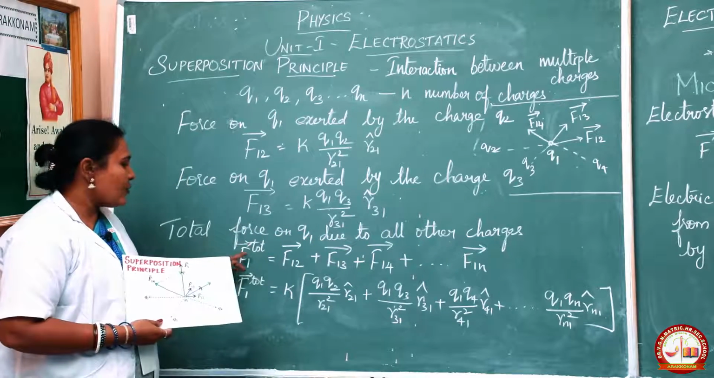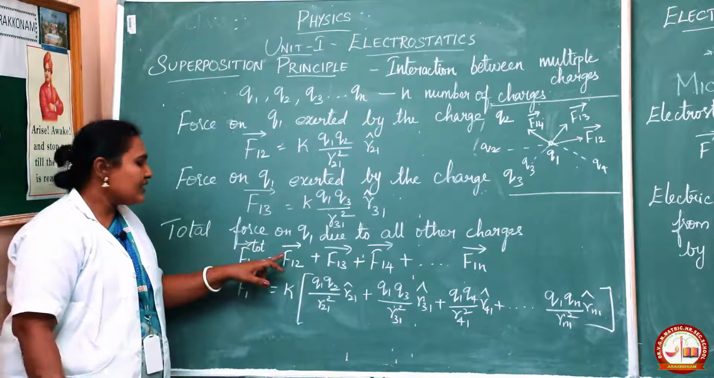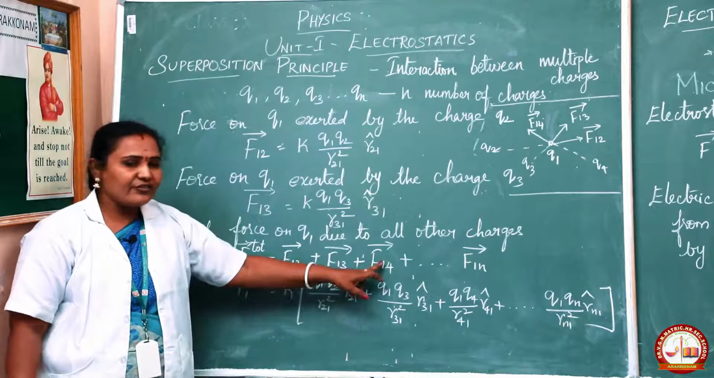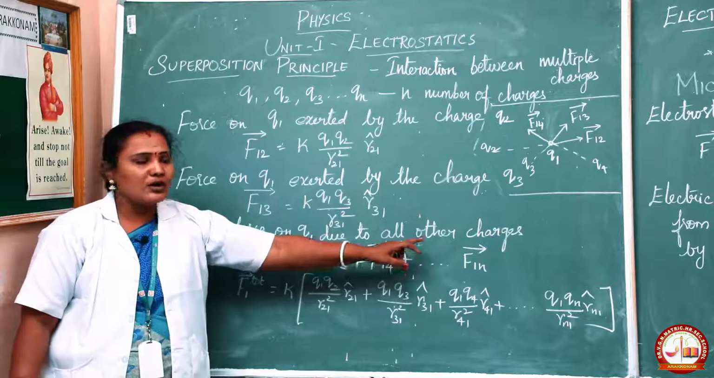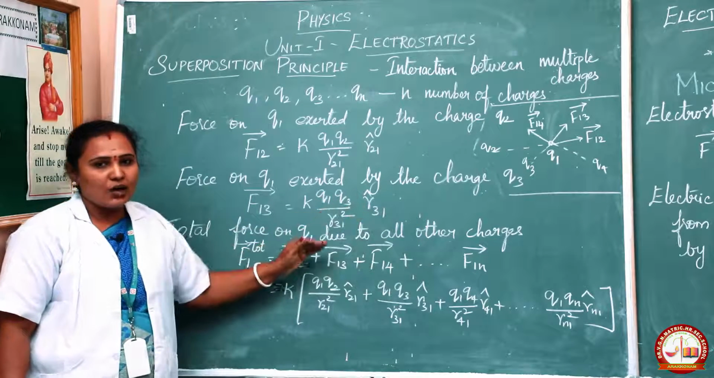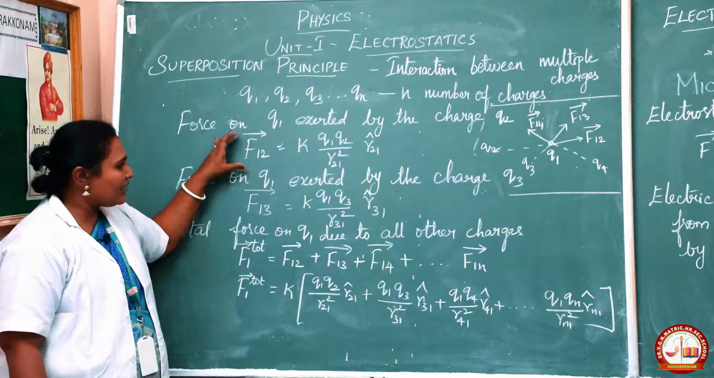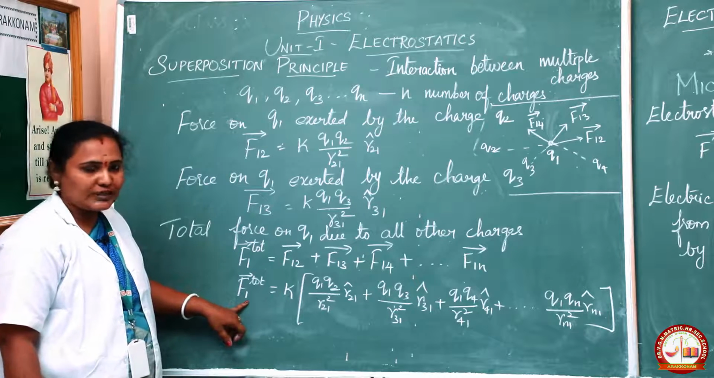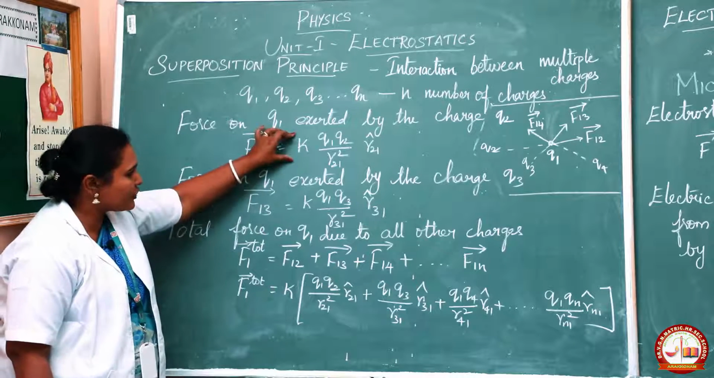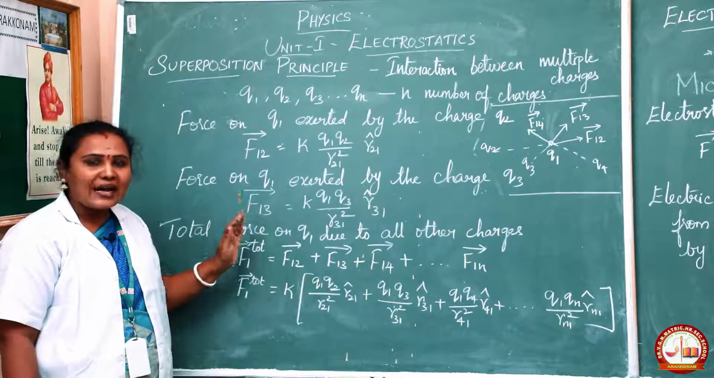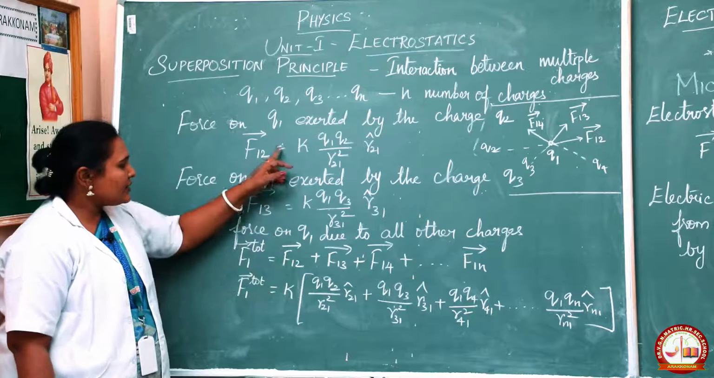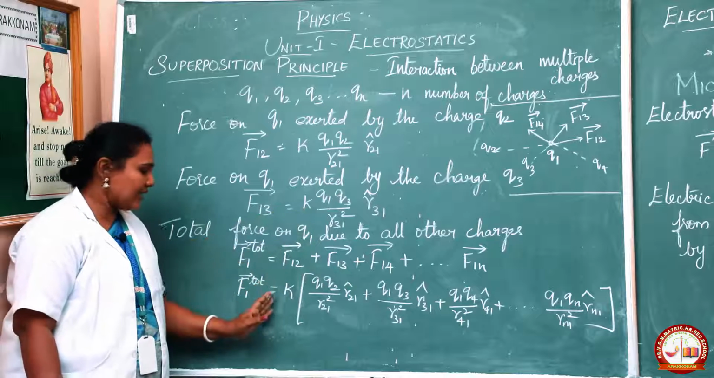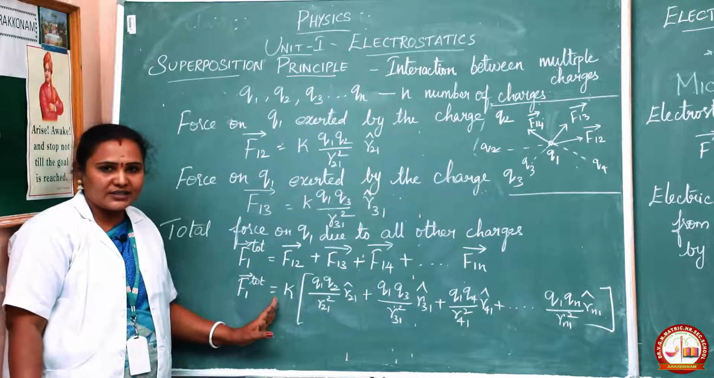So now F1 total is equal to F12 vector plus F13 vector plus F14 vector plus etc. up to F1n vector. Now we are going to substitute the values of these equations in this equation of F1 total. So F1 total is equal to, we are going to add these two equations. In these two equations you can see this K value is common. So you can take the K value, which is the proportionality constant in Coulomb's law.